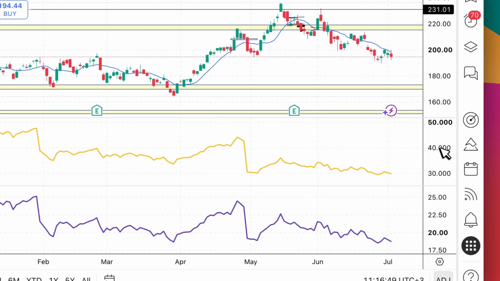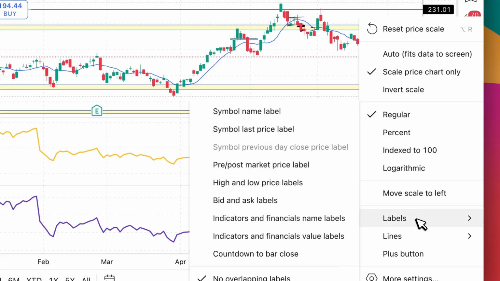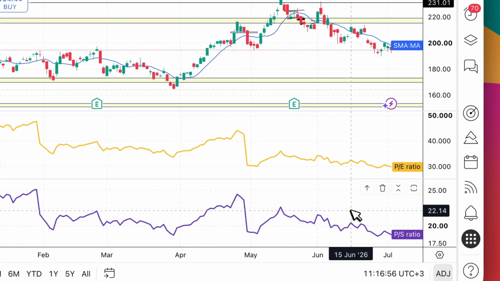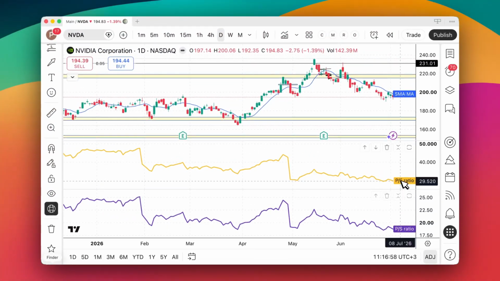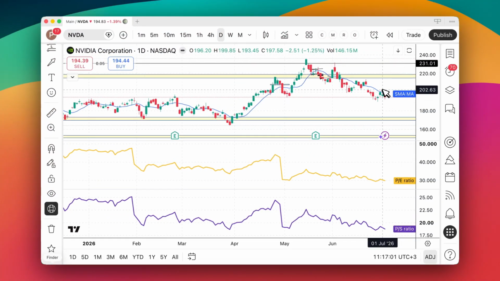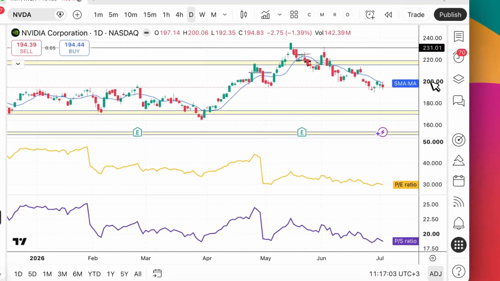Maybe I just want the name of the indicator. Indicators and financials name labels. No values, just what it is: price to sales, price to earnings, and the SMA moving average.